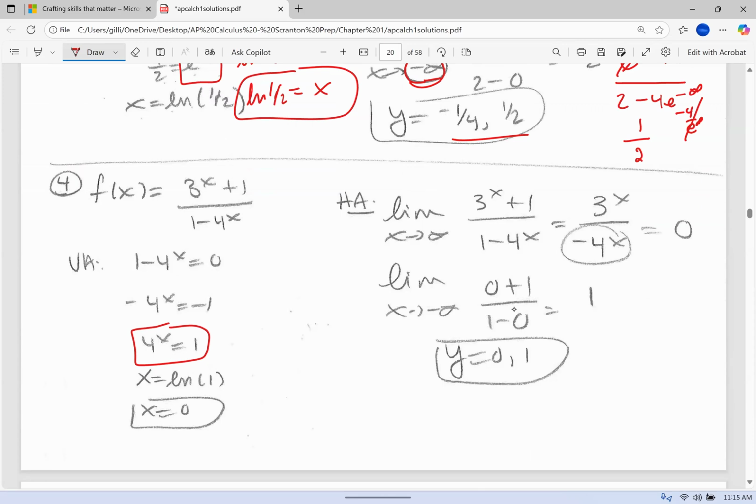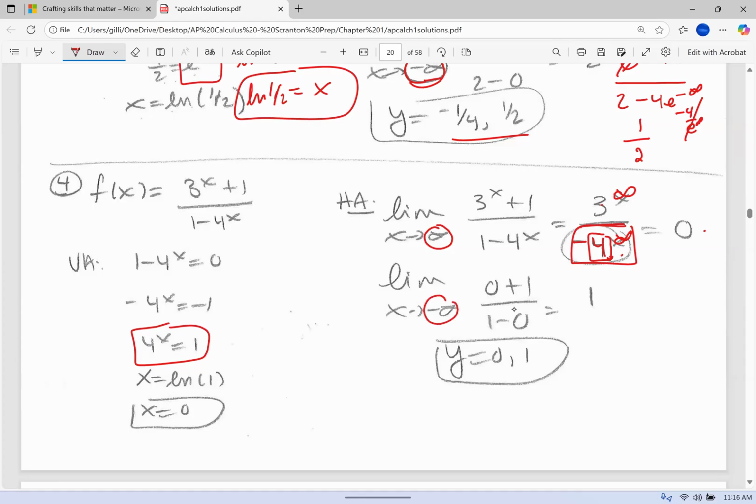Over here again, I've got to take a limit as x goes to infinity. So 3 to the infinity over minus 4 to the infinity. This exponential function, 4 to the infinity, has the larger base. So therefore, this function will kick out larger y's over 3. So therefore, you'll have bigger numbers in the denominator, which will make for 0.